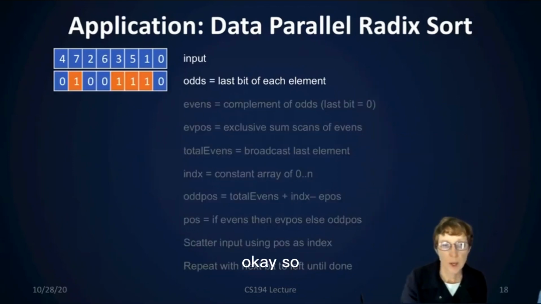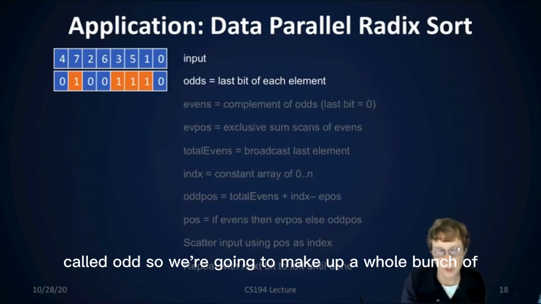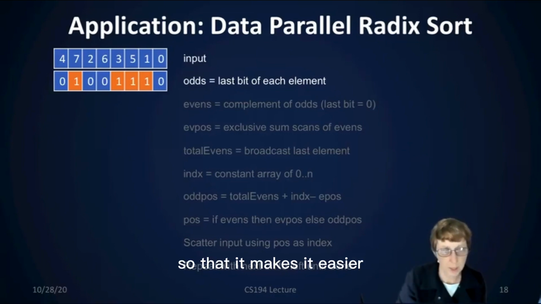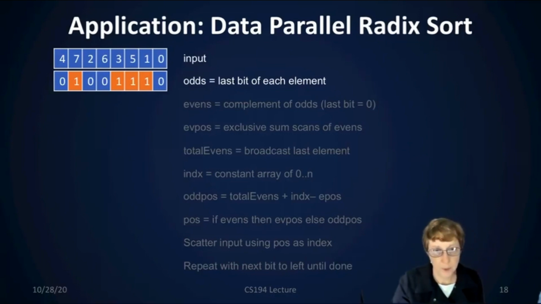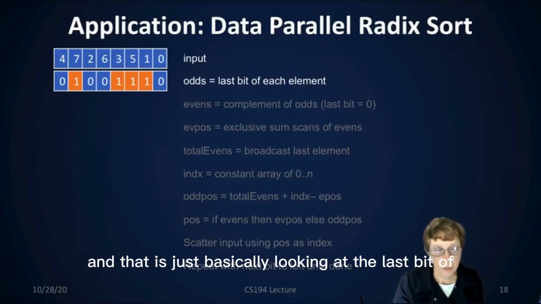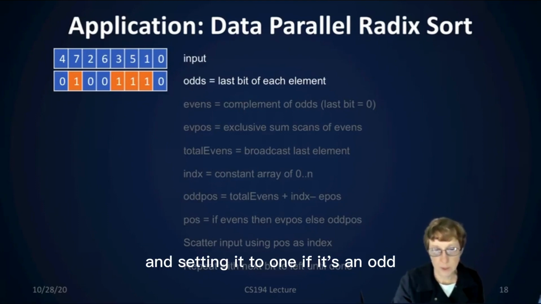Okay, so the first thing is to compute a separate array called odd. So we're going to make up a whole bunch of temporary arrays in here. This is going to be written in sort of a functional style so that it makes it easier to see what's going on. And so we compute a new array called odds, and that is just basically looking at the last bit of everything in the input array, and it's setting it to 0 if it's an even and setting it to 1 if it's an odd.